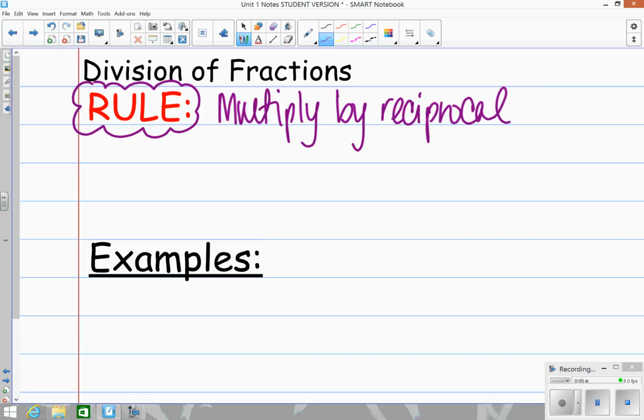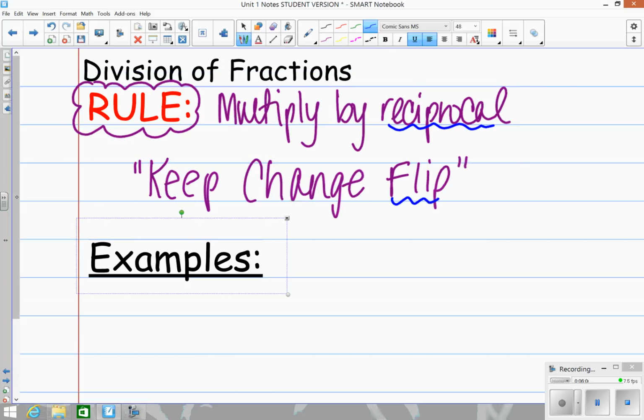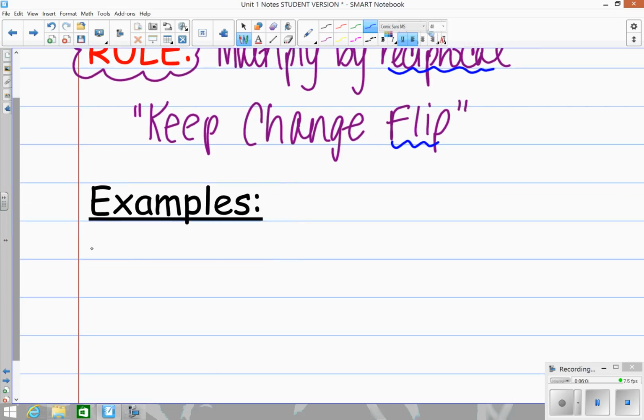So basically what this really means, you've probably heard the saying, keep, change, flip. Basically that means we're going to keep the first one, we're going to change the sign to multiplication, but we're going to flip the second fraction. So flipping is really the reciprocal. This reciprocal means we're flipping the fraction. So let's look at some examples. For the first one here, we have 3/8 and we're going to divide that by 9/4.